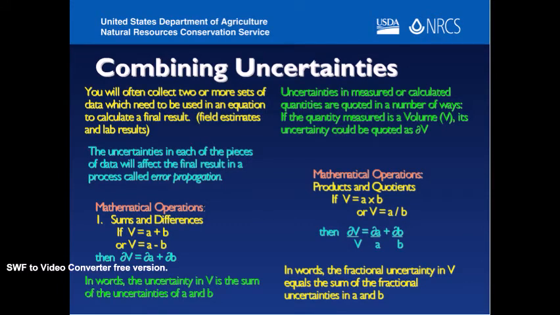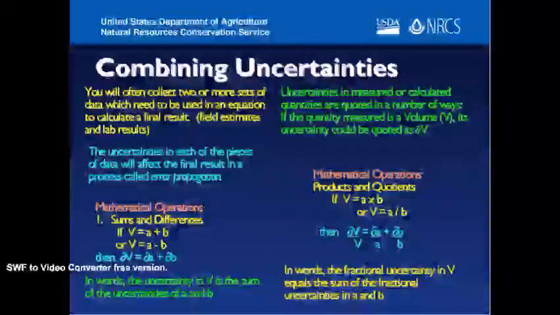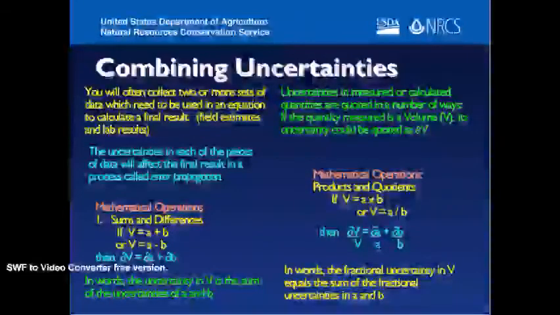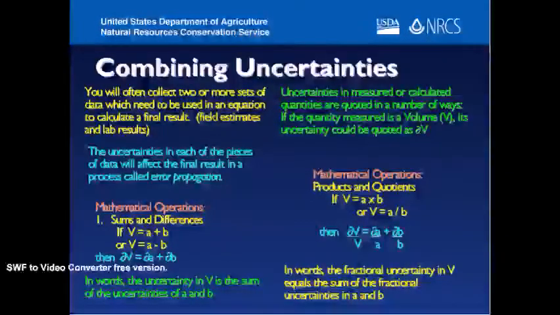So there's some mathematical operations that have to be considered here. On sums and differences, what we're looking at is if the volume is equal to A plus B, or the volume is equal to A minus B, then the delta V is equal to the delta A plus the delta B. In other words, the uncertainty in the volume is the sum of the uncertainties in the A and the B. But if you're looking at products and quotients, if the volume is equal to A times B, or if the volume is equal to A divided by B, then the delta V over V is equal to the delta A over A plus the delta B over B. In other words, the fractional uncertainty in the volume equals the sum of the fractional uncertainties in both A and B.